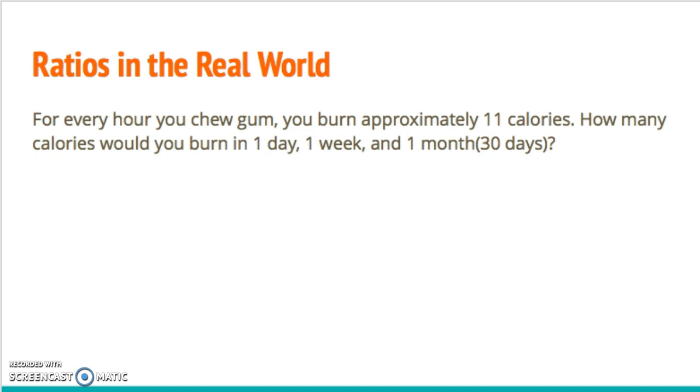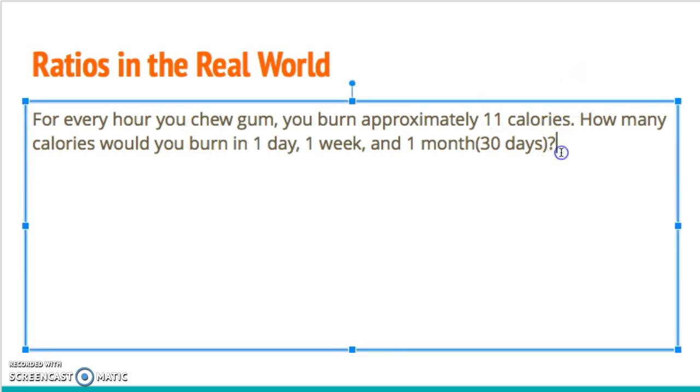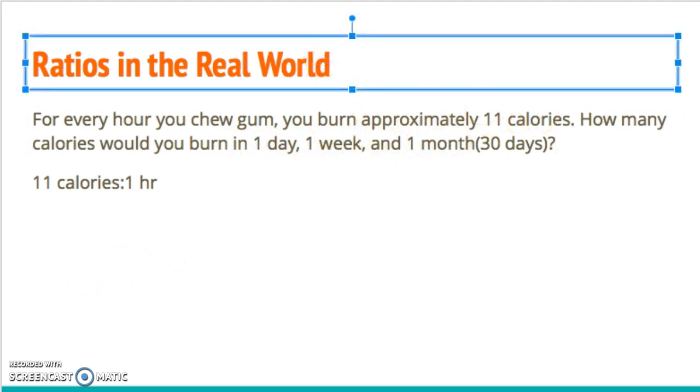We were given 1 ratio. We're going to have approximately 11 calories per 1 hour. And we want to find how many you would burn in 1 day, 1 week, 1 month. Again, day, week, and month are not in terms of hours, so we're going to have to deal with that here in a second.